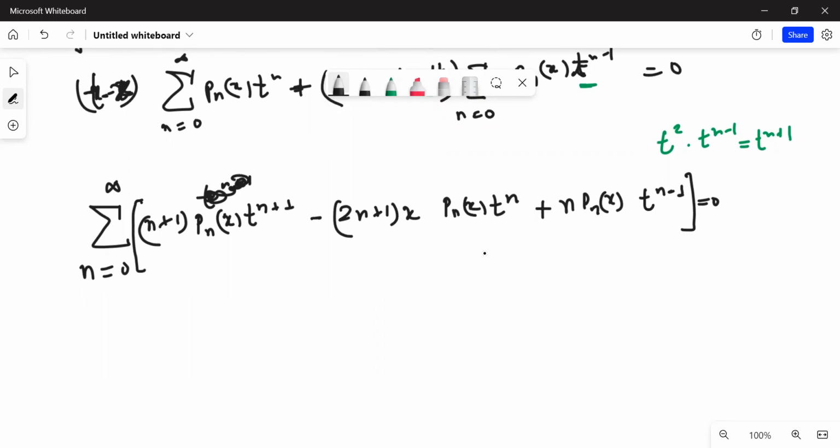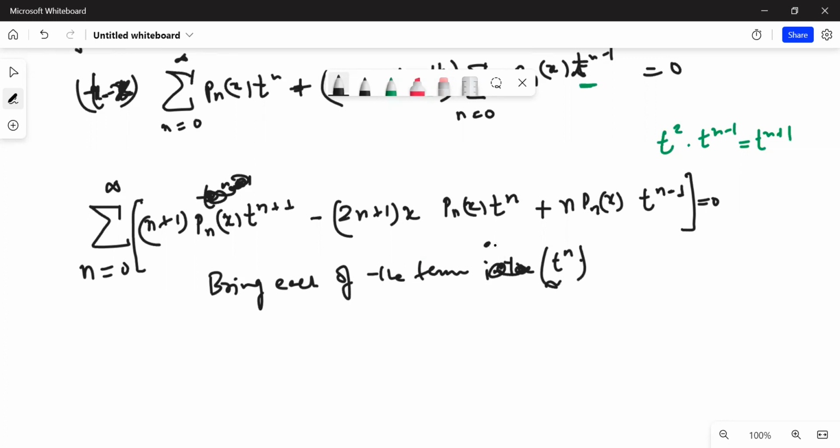Okay, now what is the problem? The problem is that all of these terms have different powers of n. So what I can do is bring each of the terms to the power t raised to n. For that, in the first term your n should be replaced by n minus 1, and in the last term, your n must be replaced by n plus 1.